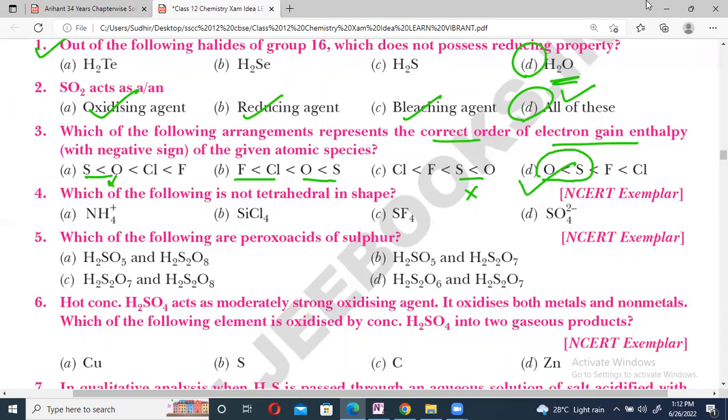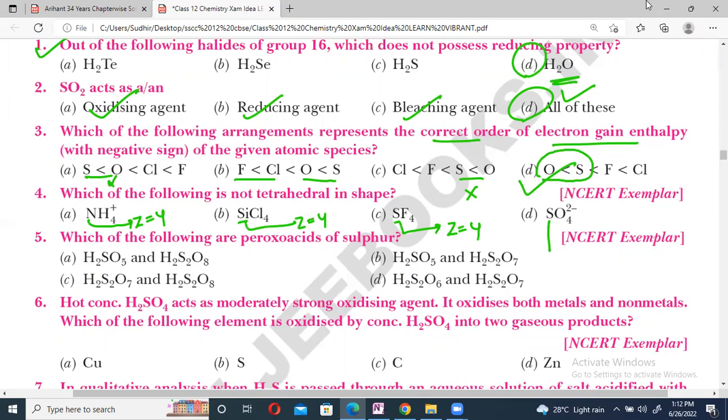Which of the following is not a tetrahedral in shape? For the ammonium ion, if you want to find the value of Z of nitrogen, it is equal to 4, sp3. Silicon also, you find Z equal to 4, sp3. Sulfur also, you find Z equal to 4, sp3.